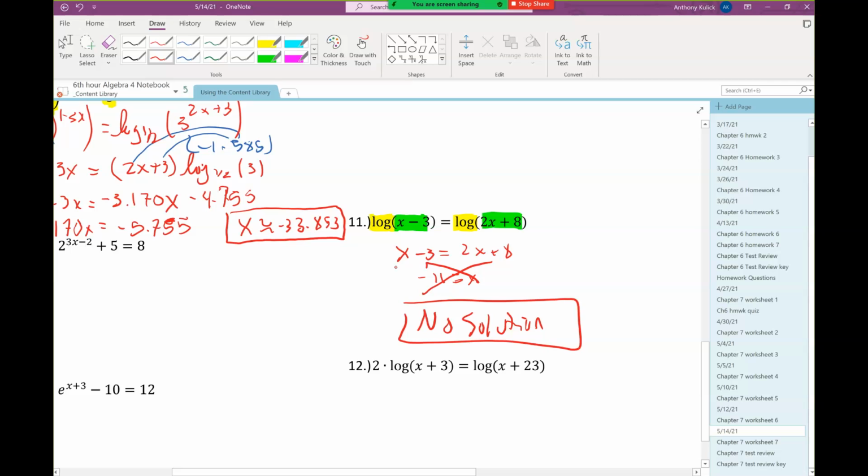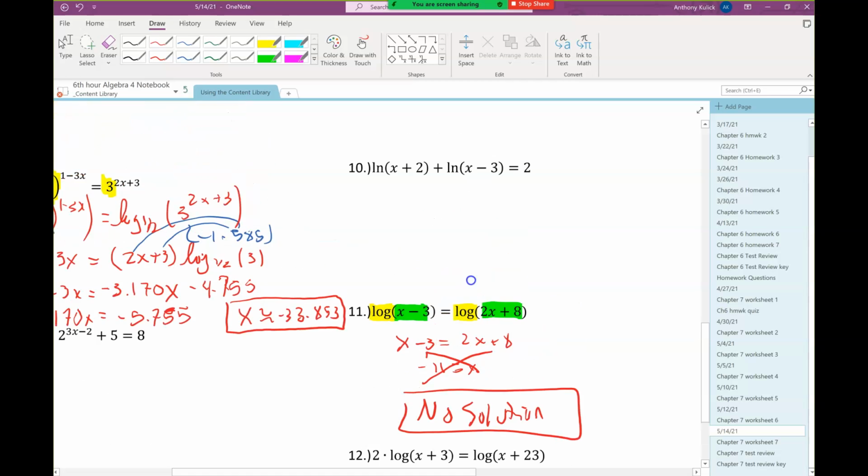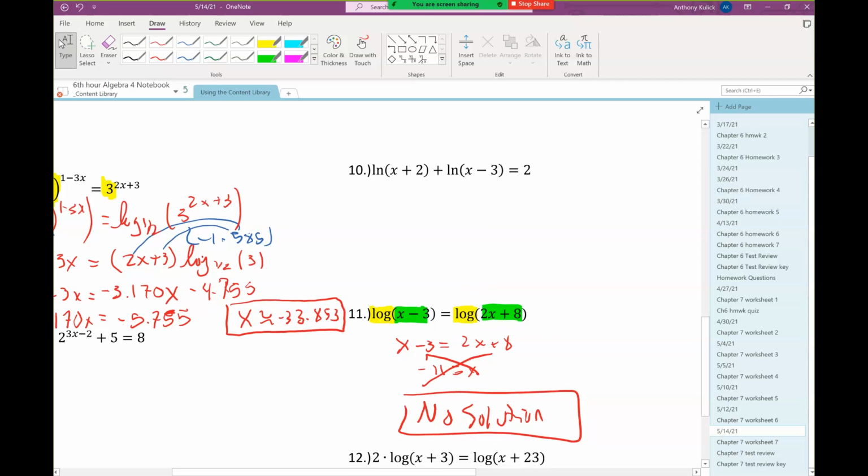Joe? Could you do number 10? And I also have a question about it before you start. When it says ln, is that when you use the value of e? So that's the same thing as log base e.